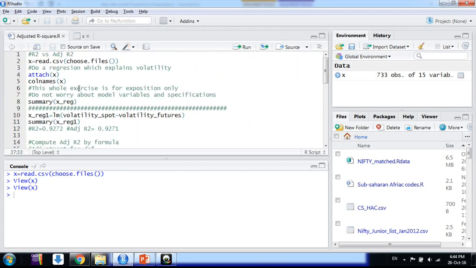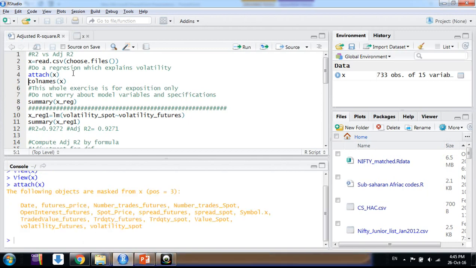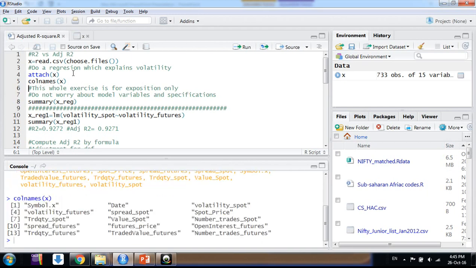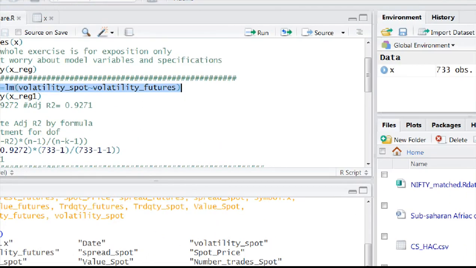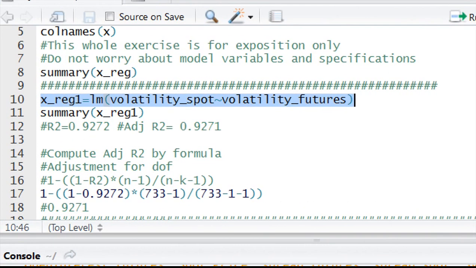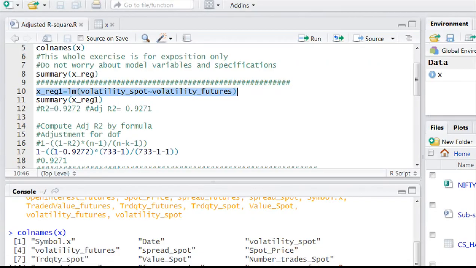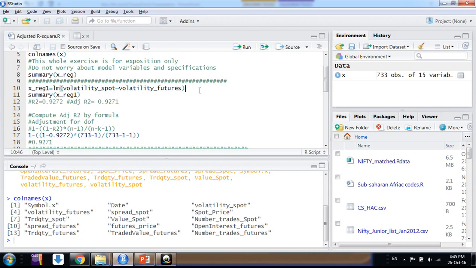Here I am attaching the file so it can read the data directly by column names. These are the column names, and now I want to run a regression. This is my first regression, where I am regressing the volatility of the spot market on the volatility of the futures market, with only one independent variable and an intercept. If I compute that, this is my regression.